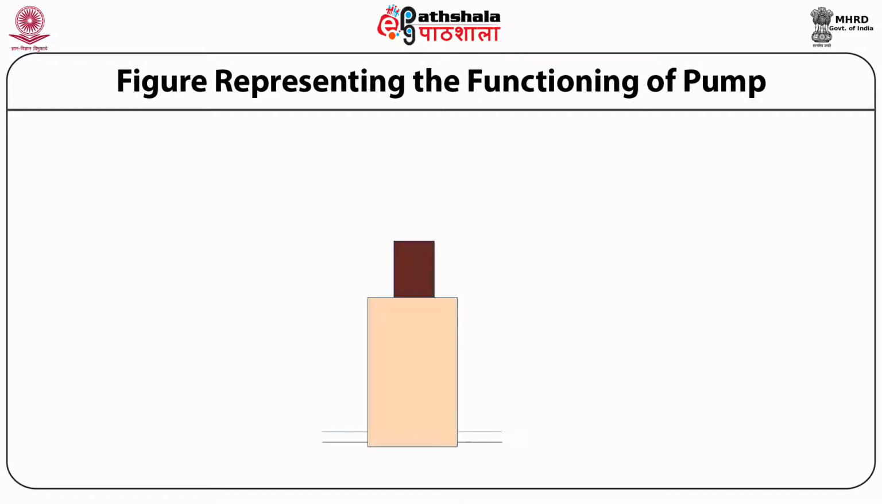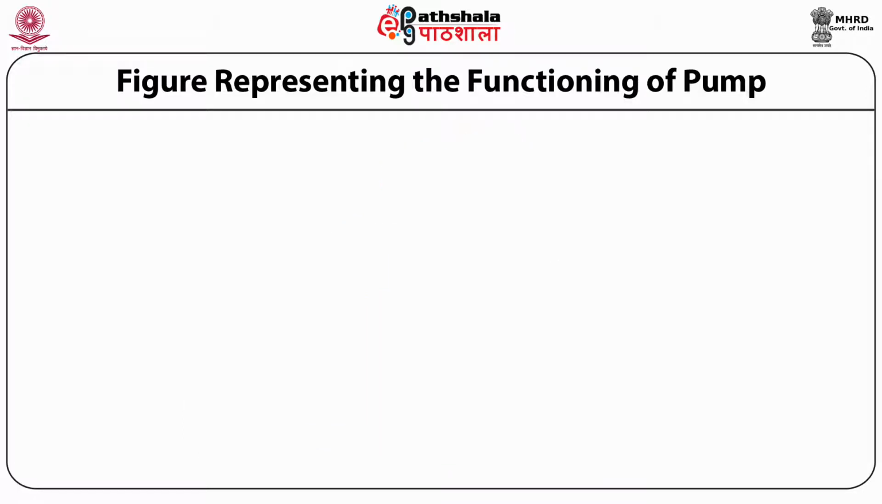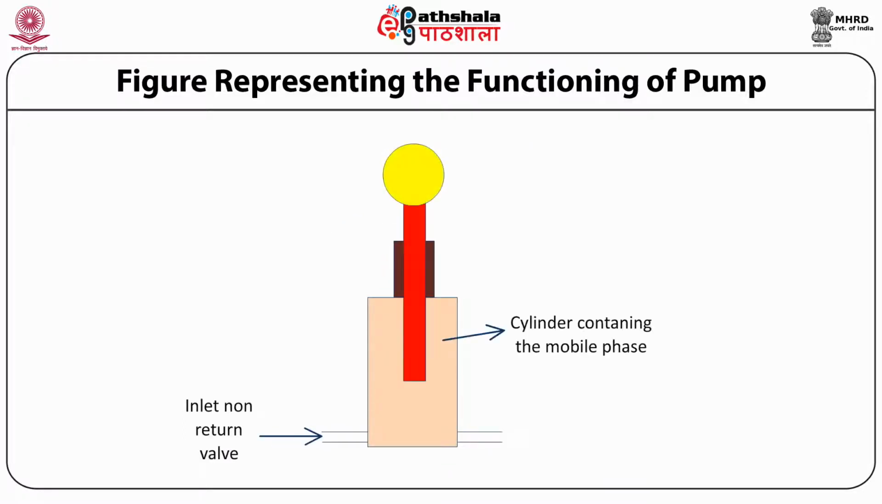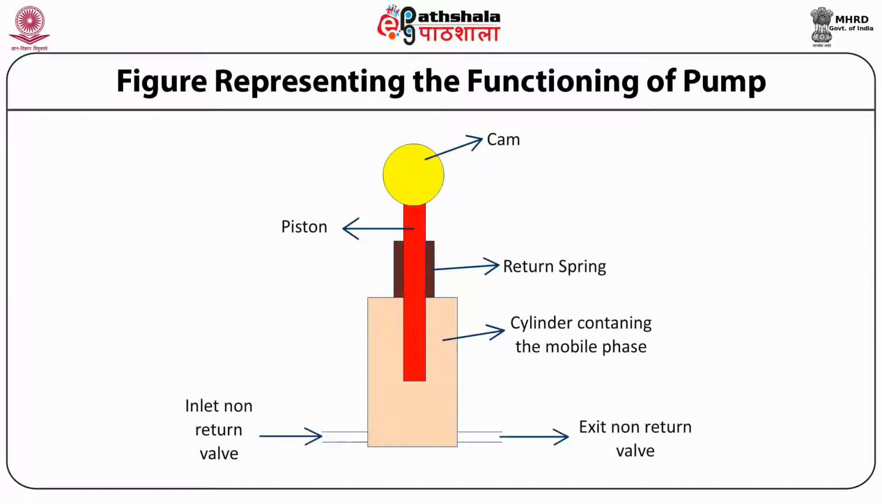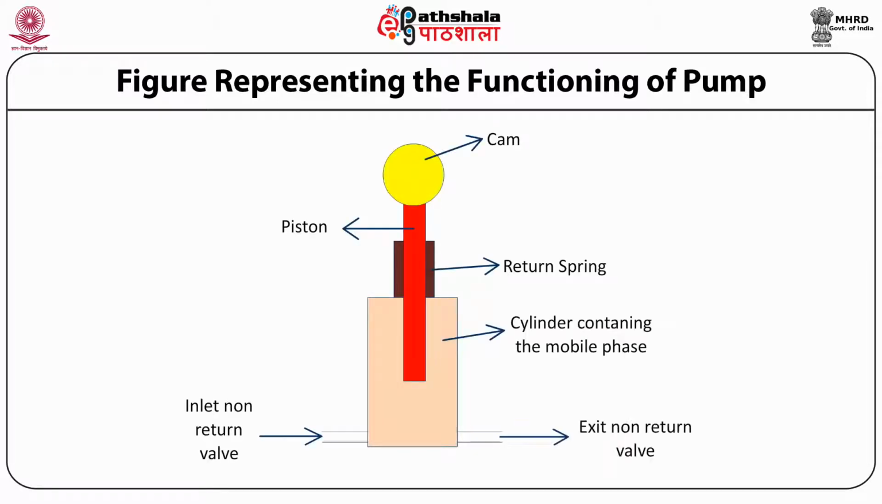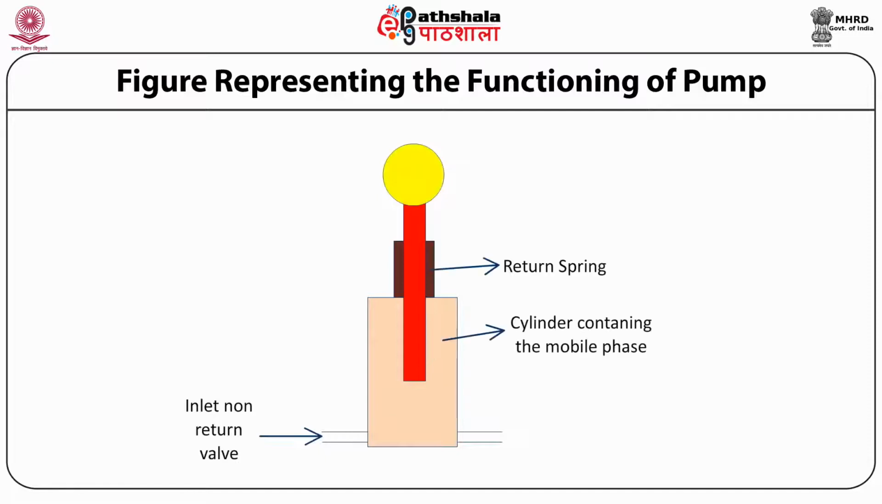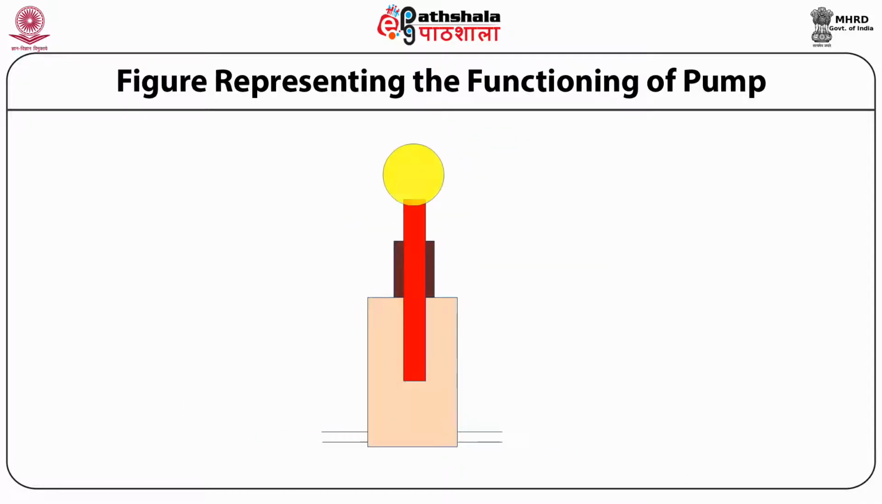The mobile phase, when pushed from the exit non-return valve, enters the ion exchange column. The piston then comes back to its original state by the return spring. During this whole process, while the piston returns to its original position, the cylinder is again filled with the mobile phase through the inlet non-return valve, and the whole process of pumping keeps repeating in the same manner.